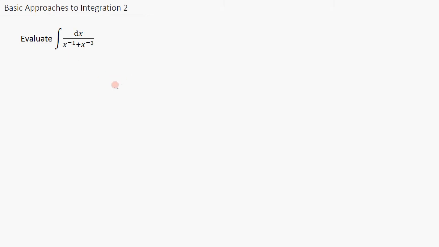Okay, so rewriting the negative exponents, this is equal to the integral of 1 over... So x to the minus 1 is the same as 1 over x, which we write as a complex fraction, and x to the minus 3 is the same as 1 over x cubed, dx.